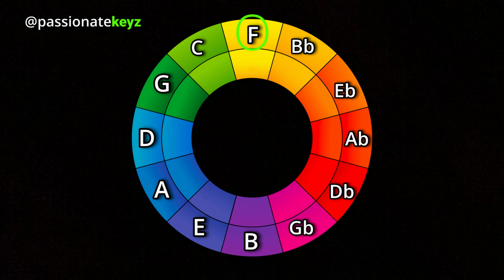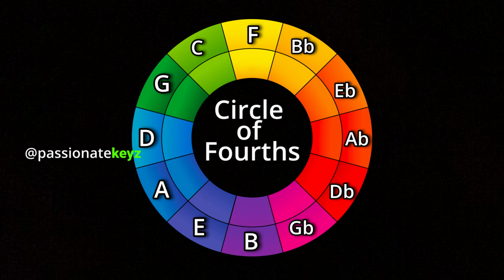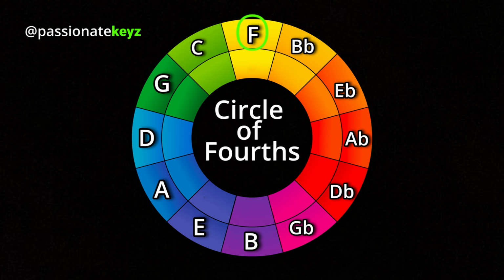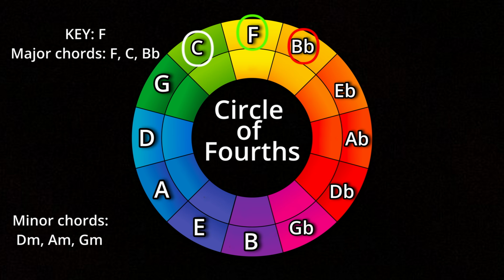Pretty cool, huh? So if I put F at 12 o'clock, pretending that 12 o'clock is F, what do I get? The major chords will be F, B flat, and C. The minor chords, they are D minor, A minor, and G minor. Aren't you glad there is a circle?